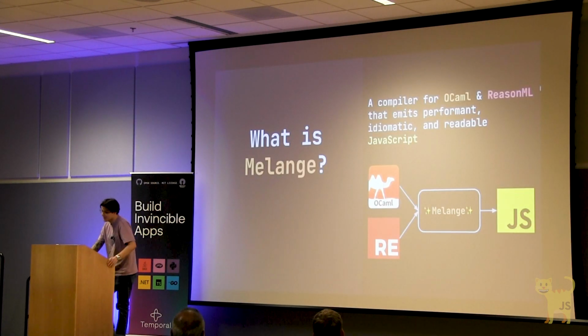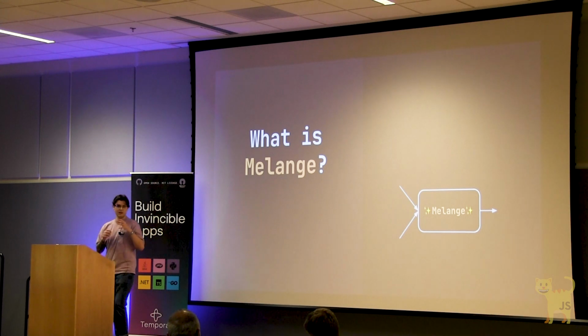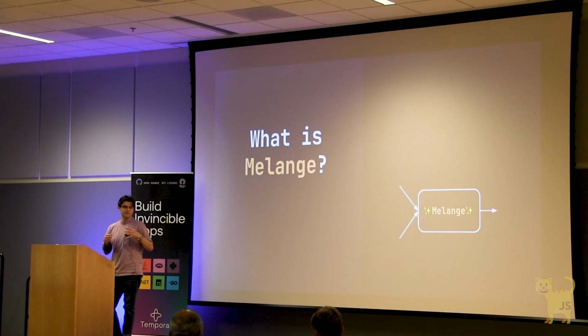So what really is Melange? Melange is a compiler for OCaml and ReasonML that emits performant, idiomatic, and readable JavaScript. And in fact, it also was partially named from a French word meaning a mixture of things. So a bunch of different tools and pieces coming together from the OCaml and Reason ecosystem to compose into a tool to emit JavaScript.